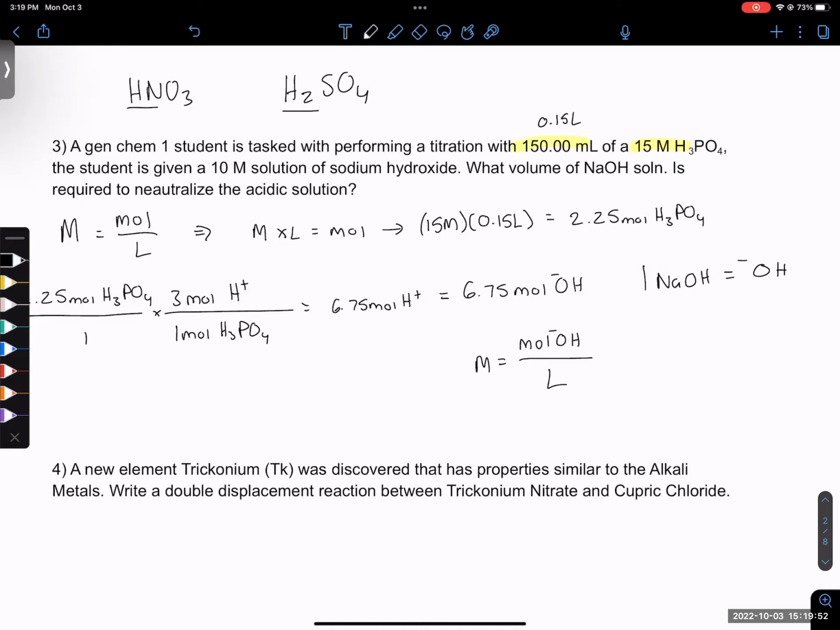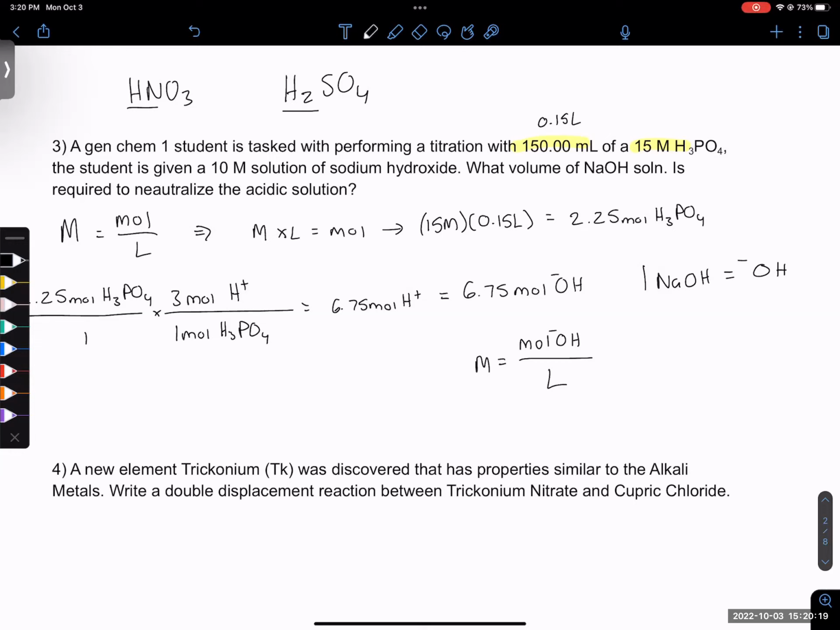Divided by our liters will give us our molarity. Any questions so far? This is kind of a tedious problem, so go ahead and ask a question if you have the question. Again, chapter 4, this is probably the hardest problem I'll see concerning chapter 4 topics. So any questions? Can I clarify anything?